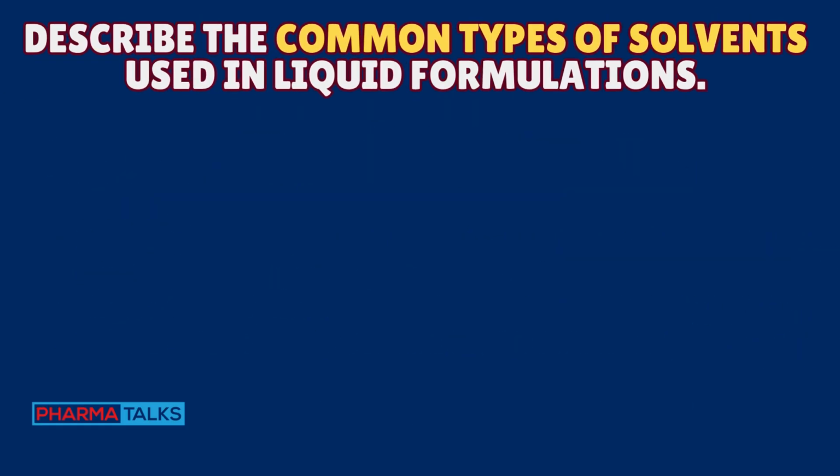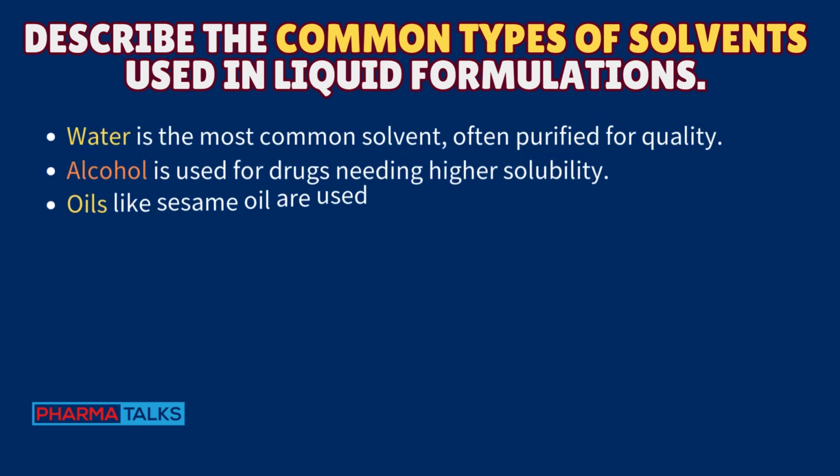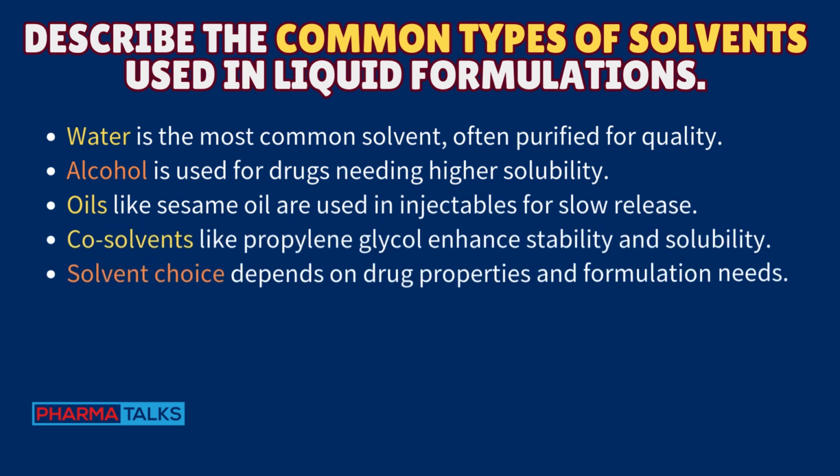Describe the common types of solvents used in liquid formulations. Water is the most common solvent, often purified for quality. Alcohol is used for drugs needing higher solubility. Oils like sesame oil are used in injectables for slow release. Co-solvents like propylene glycol enhance stability and solubility. Solvent choice depends on drug properties and formulation needs.